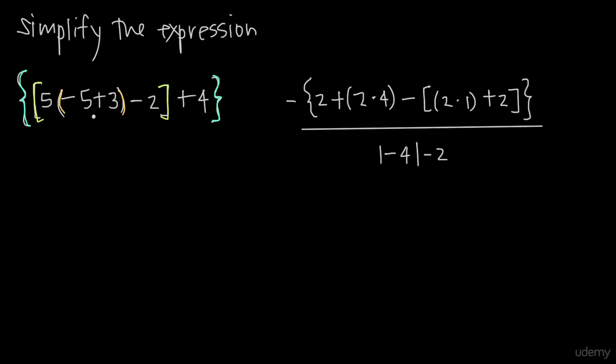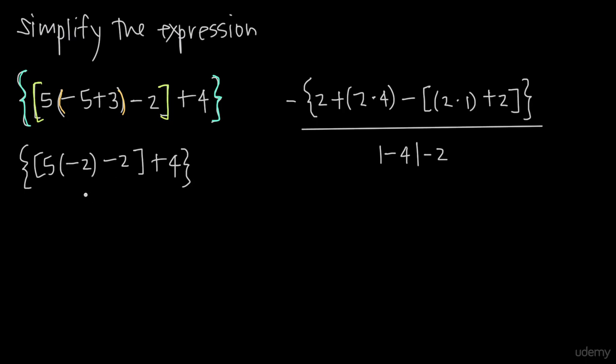So if we want to simplify this expression, we work our way from the inside out, and we say, what do we do inside the parentheses here? Well, we have -5 plus 3, so that's going to become -2. So then we keep our braces and our brackets, and we say 5 times -2 minus 2 plus 4, like this. Now we can see we have brackets inside of braces, so we need to do what's inside the brackets first. We do our multiplication and then our addition and subtraction.